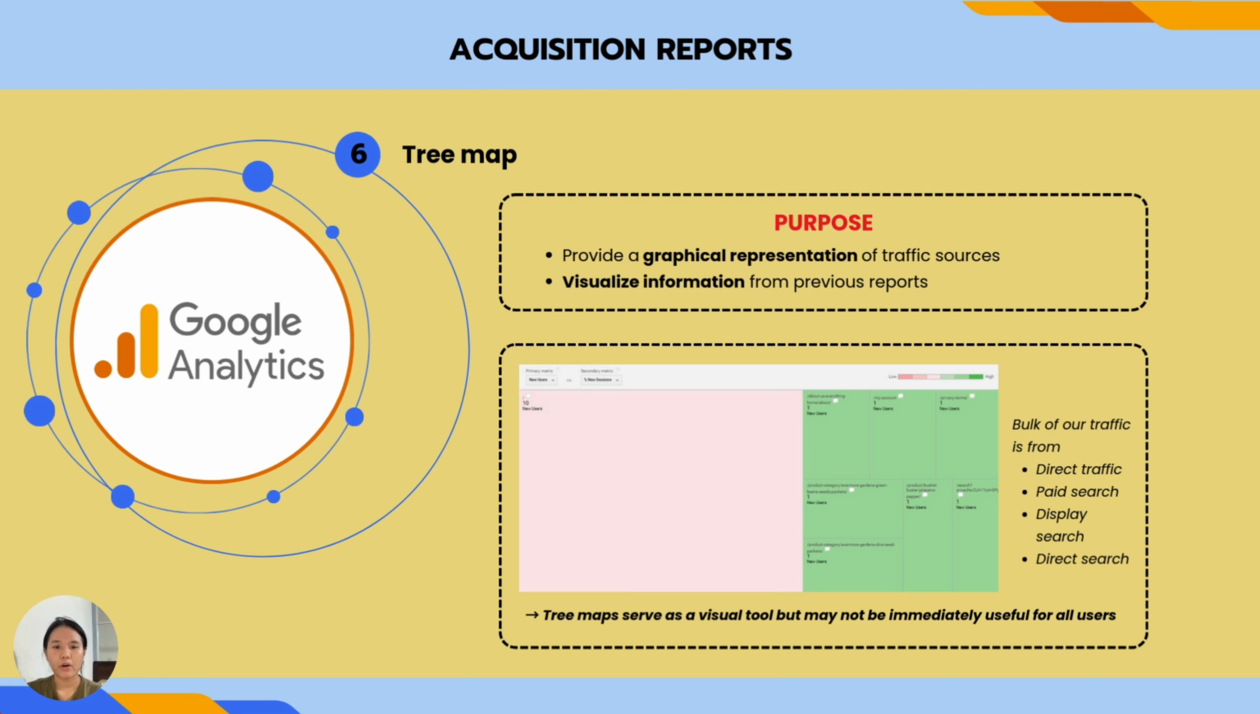And next we go through the tree map. Tree map gives you a quick visual of which channels drive the most traffic. Even though they are not very deep analytically, they are excellent for presentations or quick at-a-glance checks.